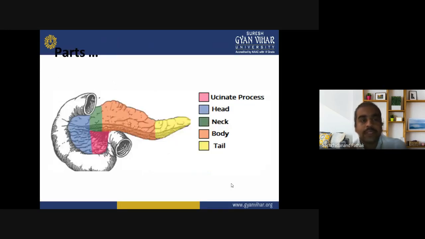Now, talking about parts, how many parts are there in the pancreas? We have already seen. You can see the pink color is the uncinate process, the blue is the head, green is the neck, brown is the body, and yellow is the tail. So you can divide the pancreas not only into head, body, tail, but also into head, neck, body, tail, and the uncinate process.